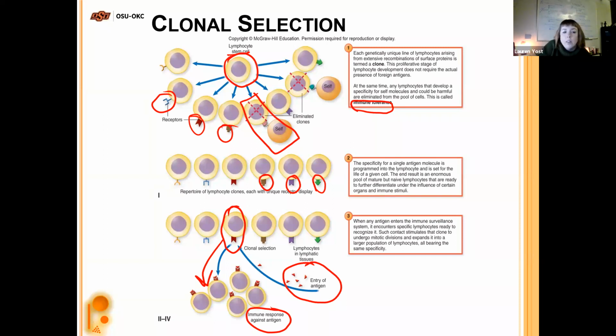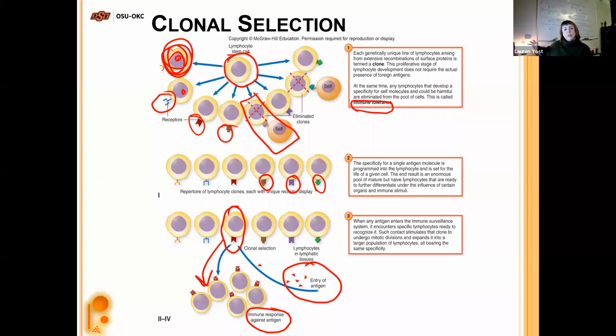So when we say that we have billions of different possible antigens that we can react to in the universe, I mean, we have billions of these. So it's pretty interesting stuff. But yeah, so that's the idea of clonal selection.